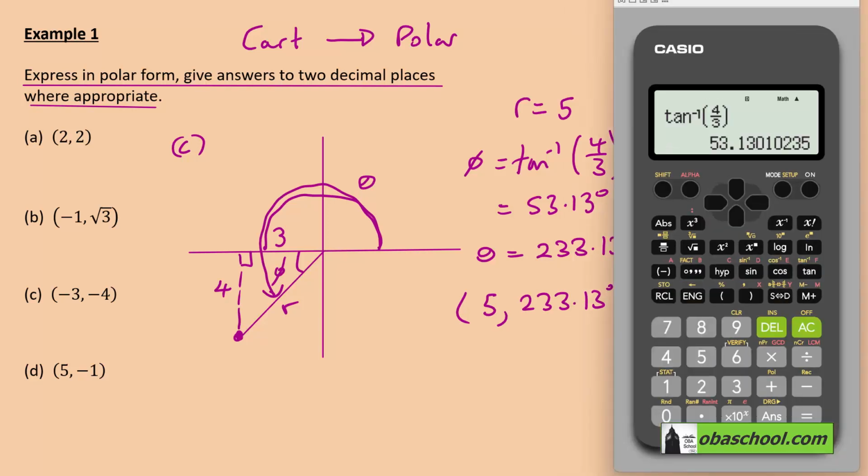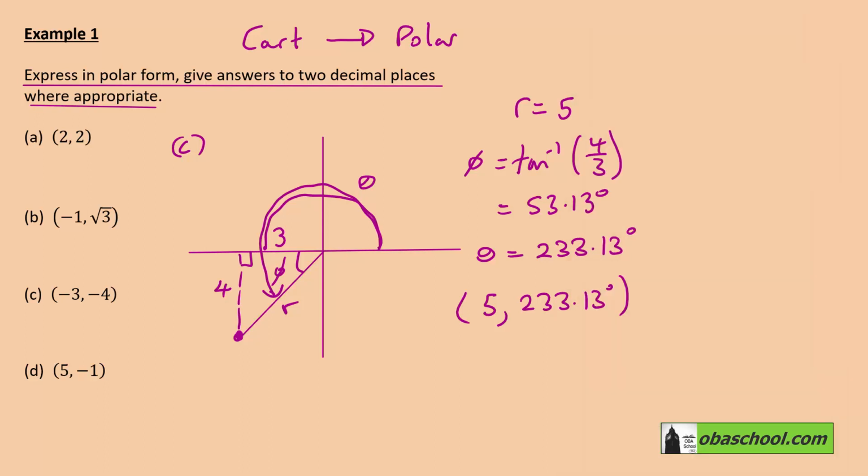If we want that in radians, then let's add the 180, and then we can multiply that by pi and divide by 180, and that gives us 4.07. So it'll be 4.07 if we work in radians.